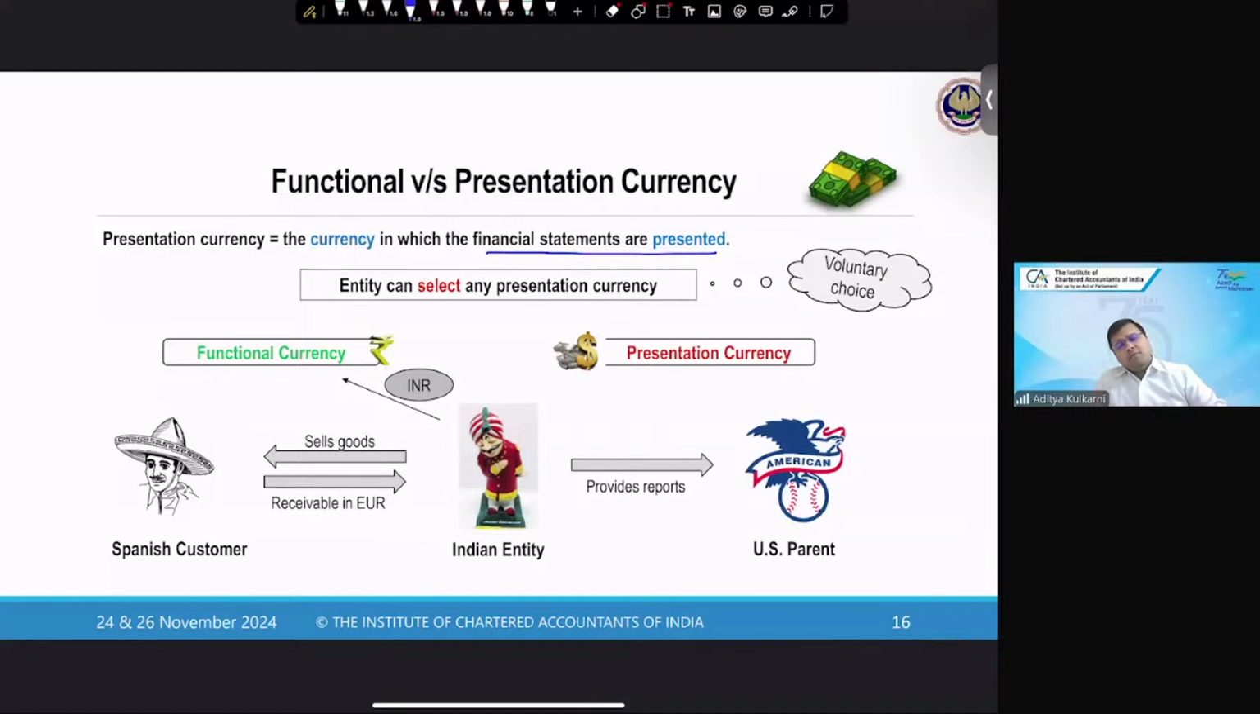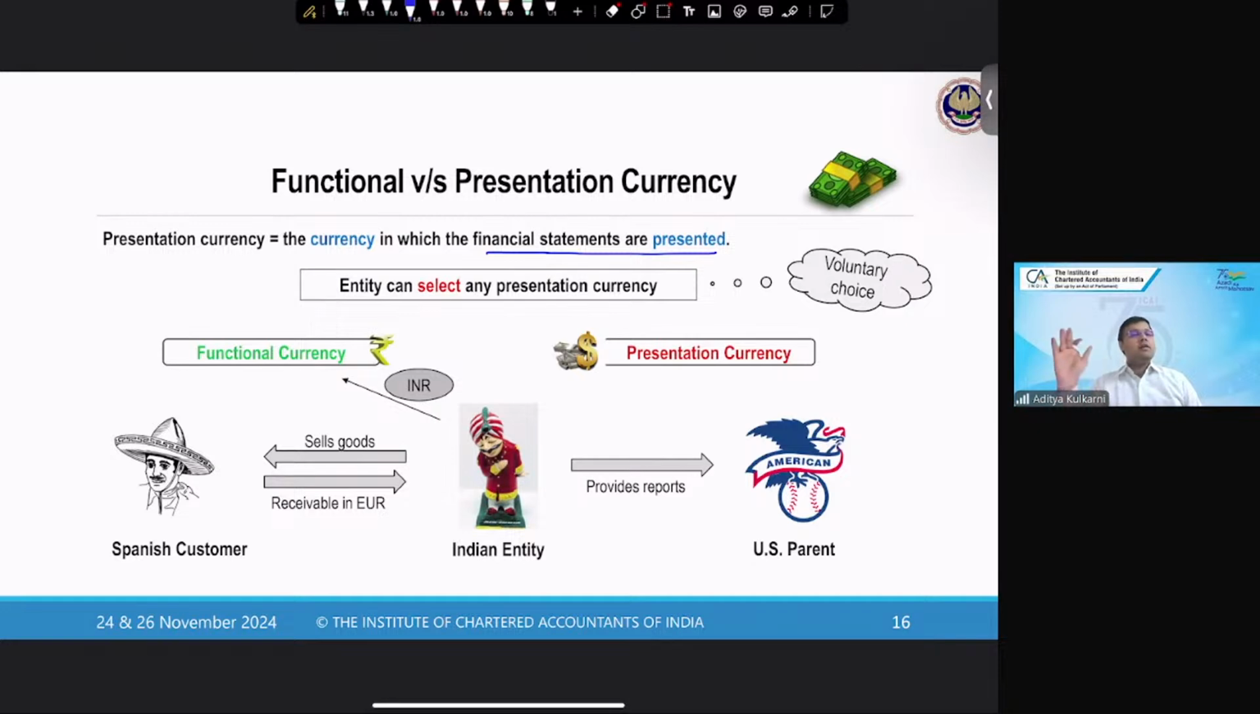सर अभी तो आपने बोला फंक्शनल करेंसी में फाइनेंशियल स्टेटमेंट्स बनाओगे. That is the requirement of Ind AS or that is the requirement of IFRS. You have to pass the journal entries in the functional currency. Yes. But presentation currency is what? You just change the currency and give your financial statements. Principles remain the same. Ind AS principles for all other standards remain the same. So you prepare your trial balance in functional currency and then you just convert that trial balance in functional currency to trial balance in presentation currency.